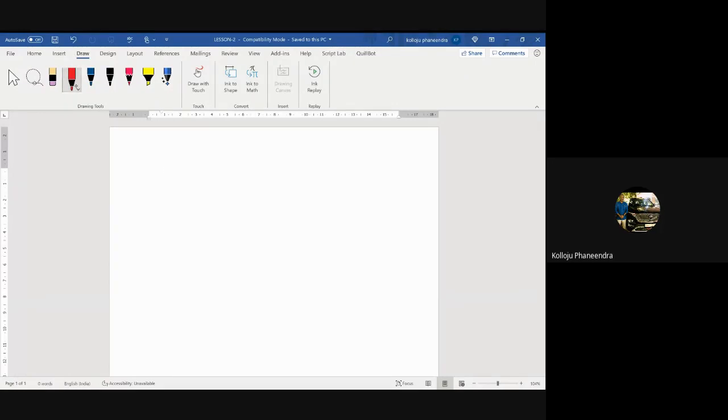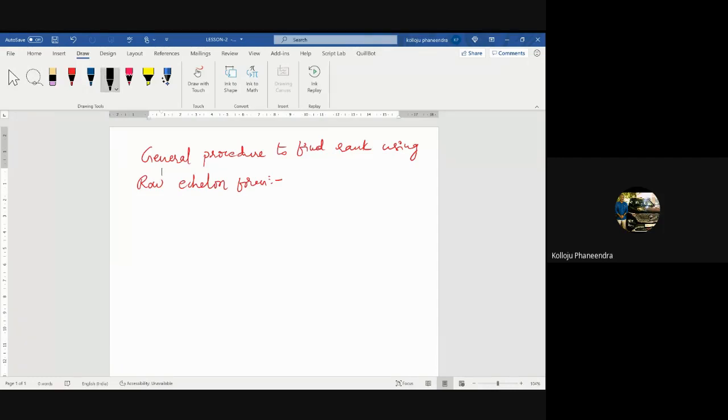Now, consider one example, generalization. You write the general procedure to find rank using row echelon form. I will give the procedure for the 4x4 matrix. Okay.